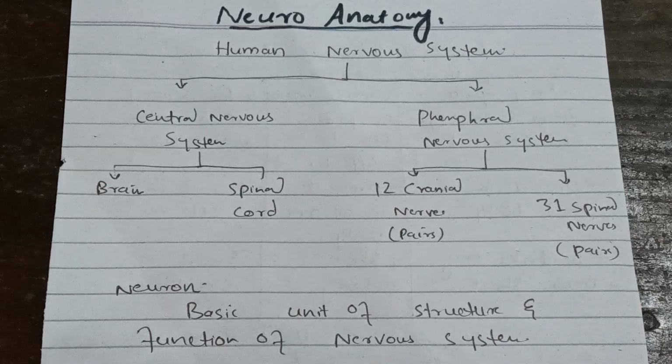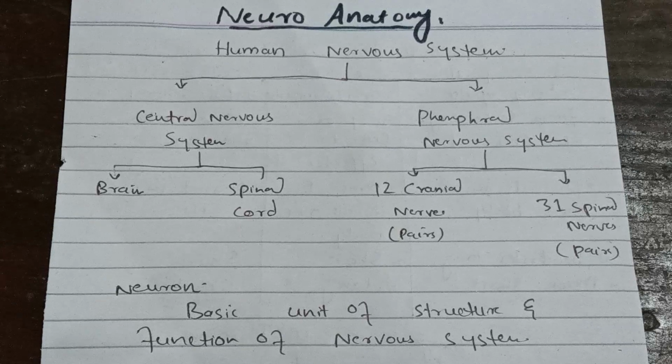Today we are going to start neuroanatomy. In neuroanatomy, I will give just an overview of the overall nervous system in my first two lectures. Then after that, we will discuss every topic in further detail. So let us start with a general overview.